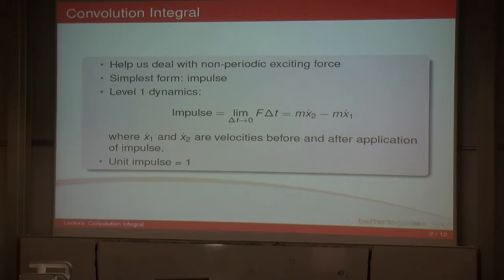And as I said, a unit impulse equals 1. So the change in momentum after application of a unit impulse will be 1. F delta t becomes 1.